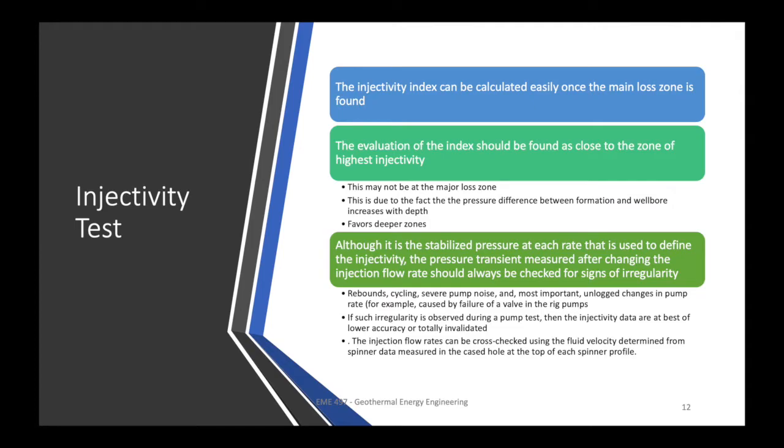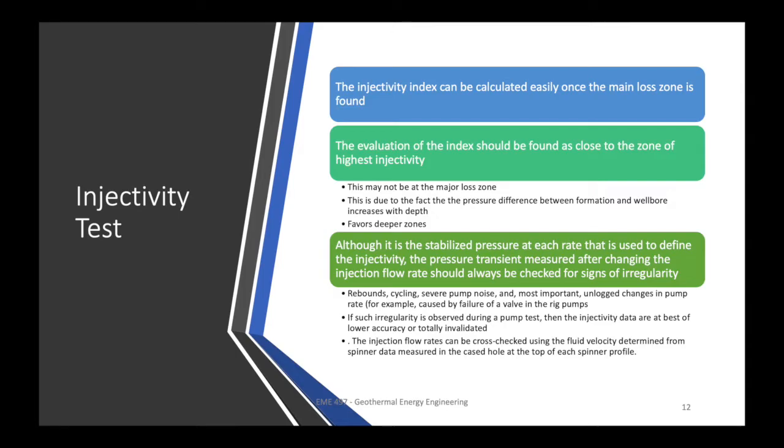The injectivity index can be calculated easily once the main loss zone is found. The evaluation of the index should be found as close as possible to the zone of highest injectivity. However, this might not be at the major loss zone. This is a result of the fact that the pressure difference between formation and wellbore increases with depth. Therefore, it will favor deeper zones.